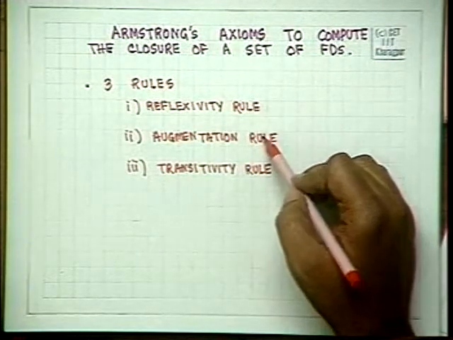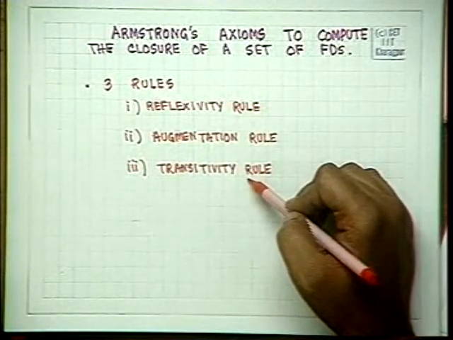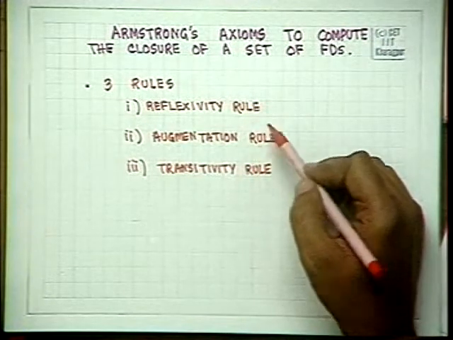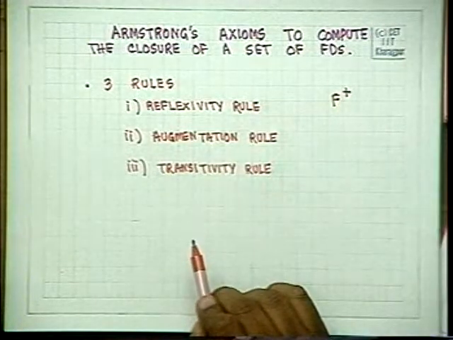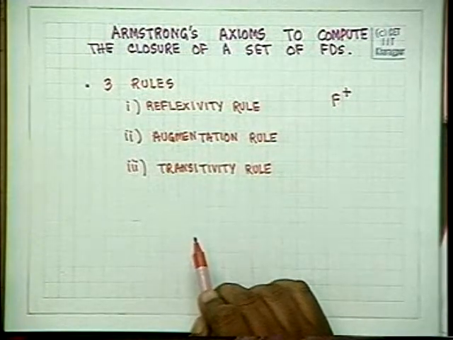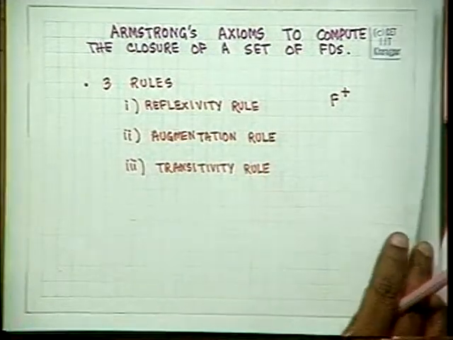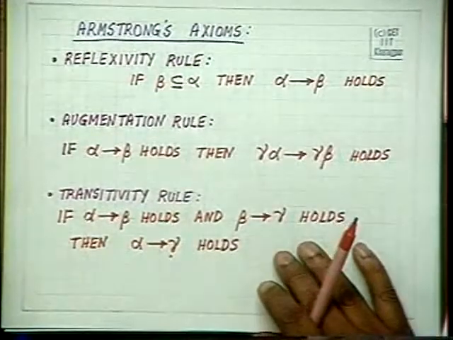And he proved that by continuous application of these three rules only, you can get the whole F plus. That is, you can compute the closure of the set of functional dependencies. So, we shall first see what these three rules are. These are very simple rules and often widely used to understand what is meant by the closure of the set of functional dependencies.